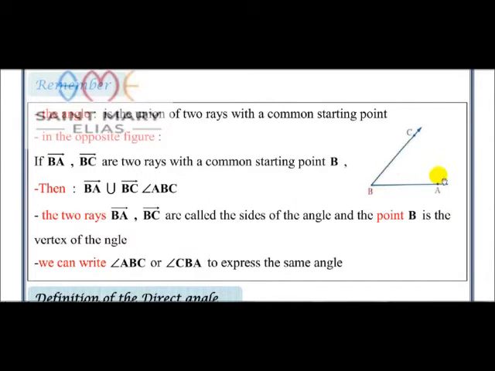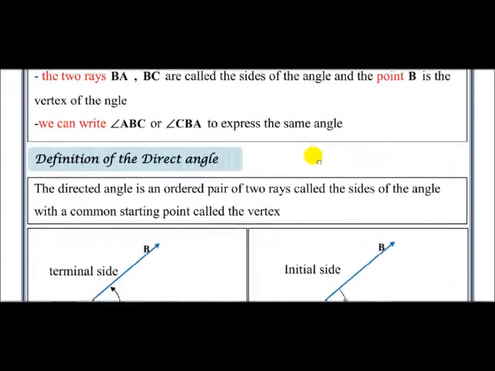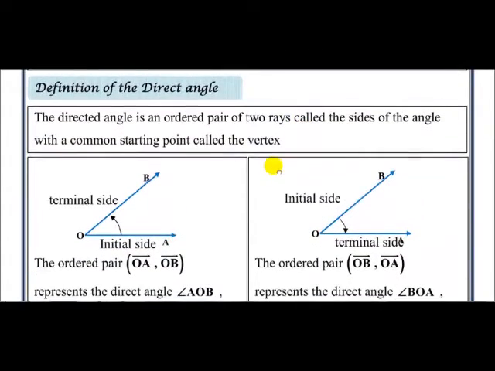This angle I can write as angle ABC or CBA, okay? To say the name of the angle, we say a point on one side, the vertex, then a point on the other side. This is the part about angles you studied before. Our angle today is called a direct angle or directed angle.